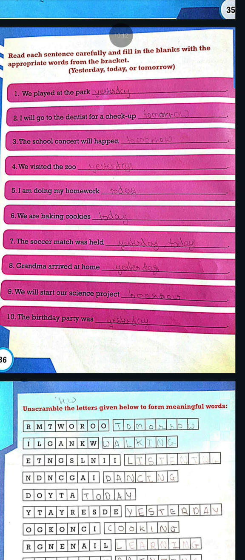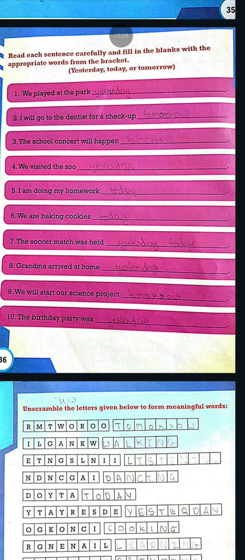I will be going. Will be going. So that means it's in future tense. Don't blindly go on ing, because then you're going to get confused. Read the sentence carefully and understand it. We are baking cookies. Is there will? No. Is it in past tense? No. So today. The soccer match was held.